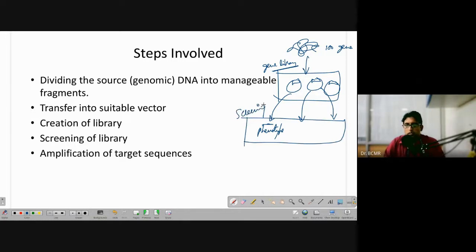Right? I hope you understood the general scheme of it. Because we don't know the sequence, because we don't have enough information about it, we will clone all of it, clone all the genes, and then we should be able to screen the library for the gene of interest or phenotype of interest.